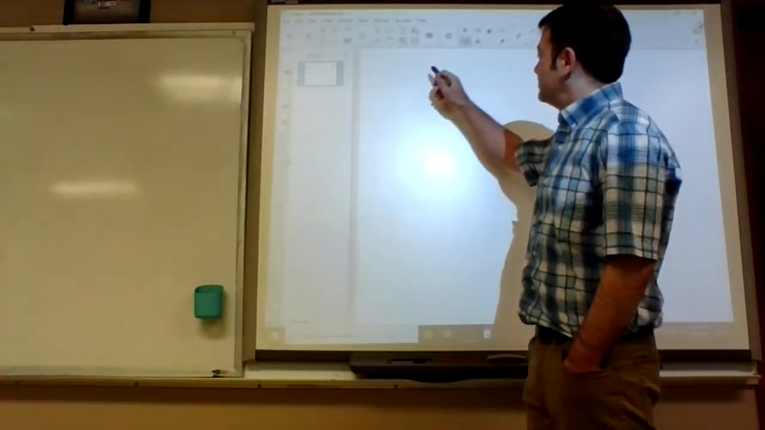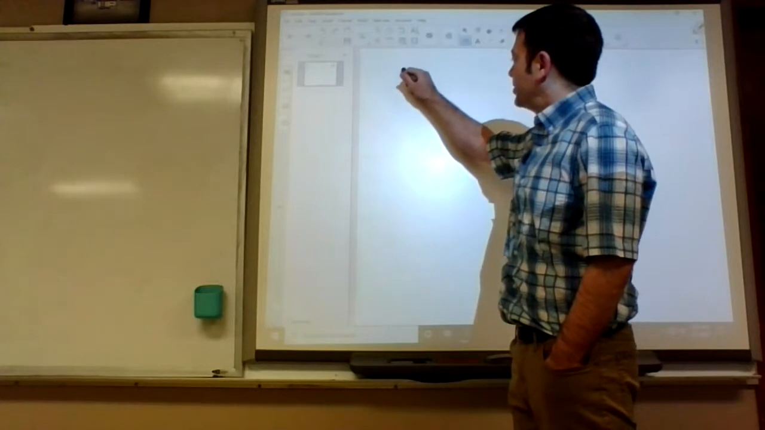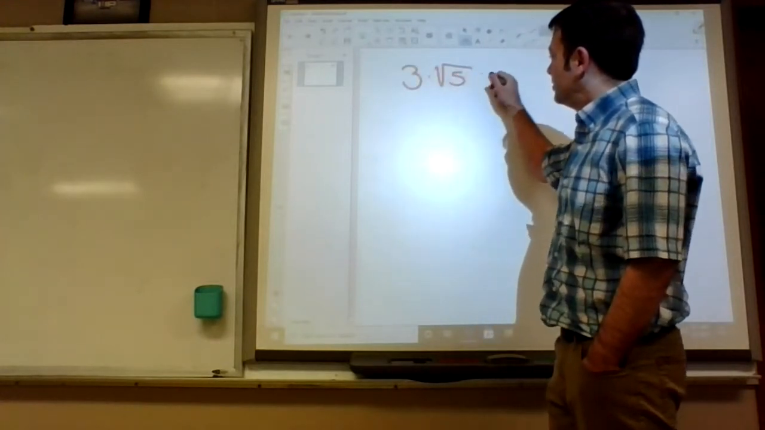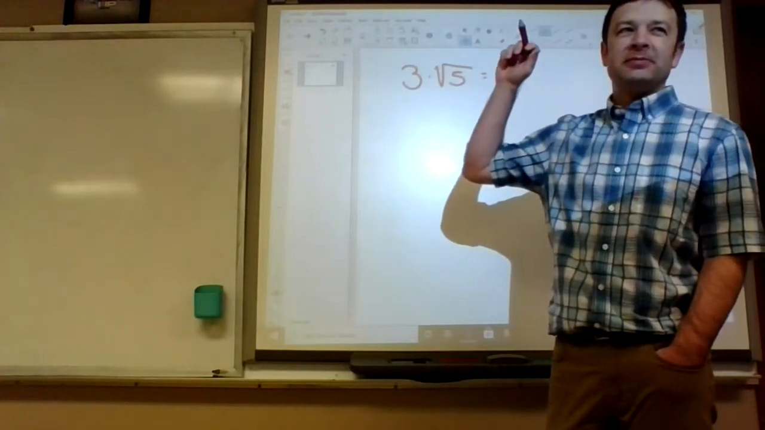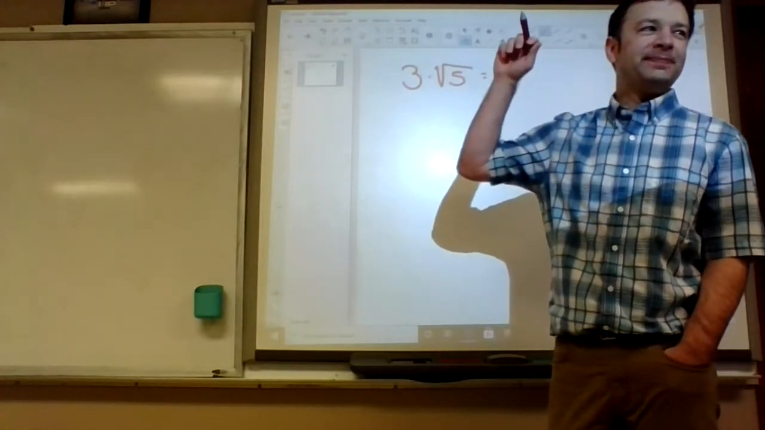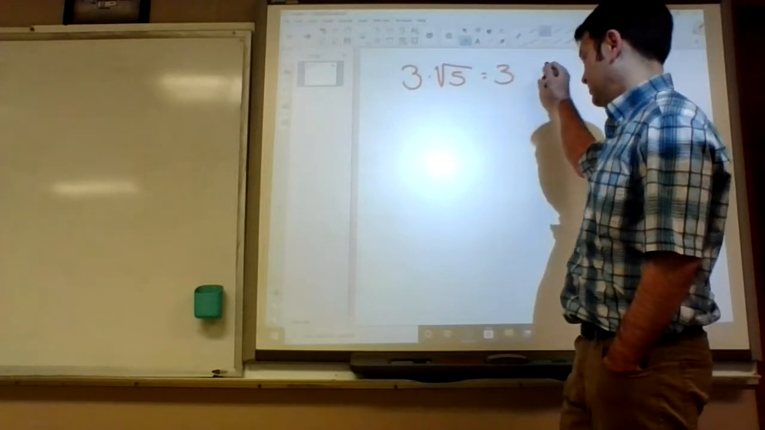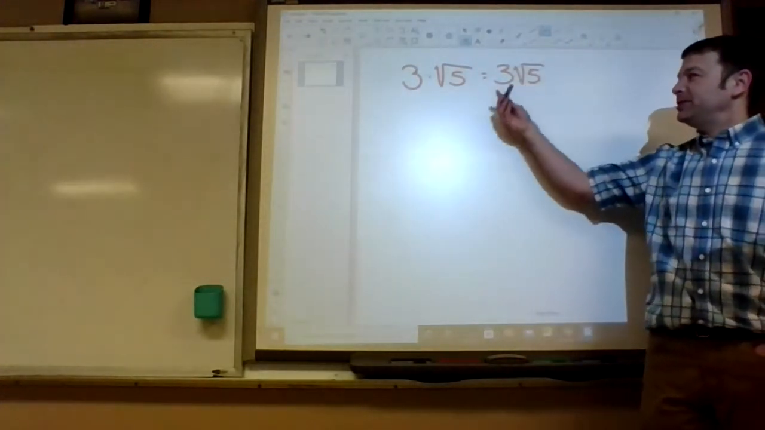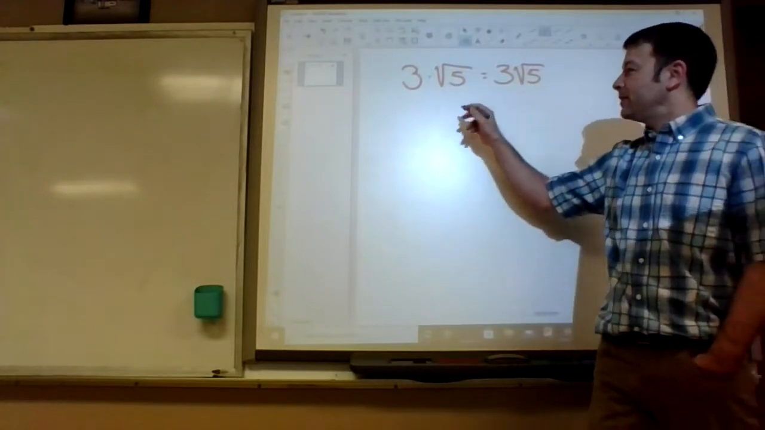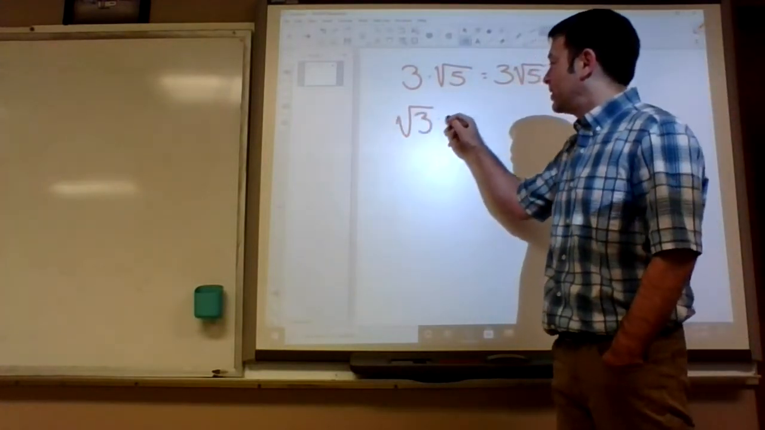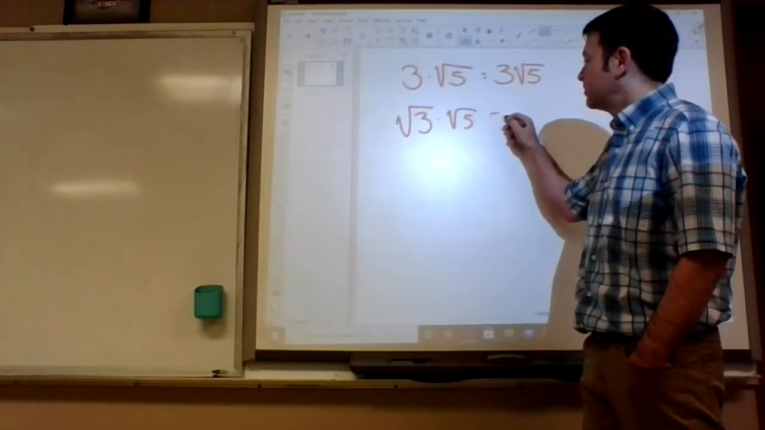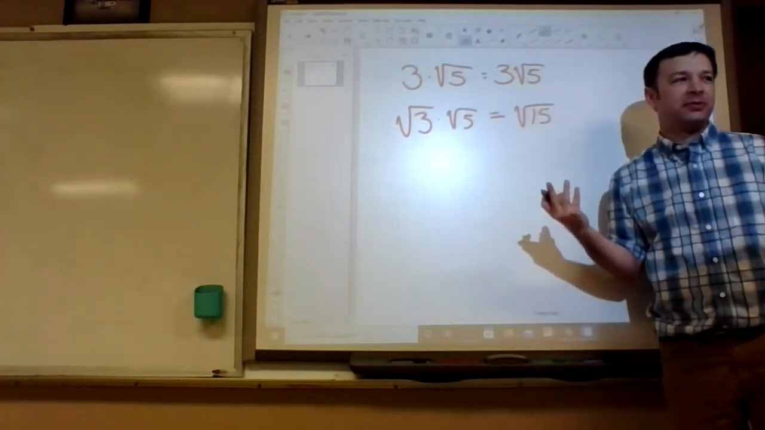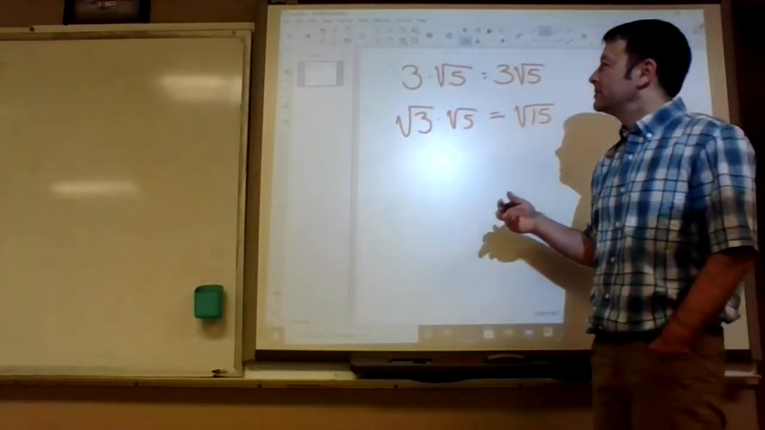Only thing I probably need to open up with is if I do 3 times square root of 5, can I do anything with that? No. 3 square root of 5 means exactly the same thing, right? Yeah, so you don't really do anything. But if I have square root of 3 times square root of 5, that is square root of 15. That's the one rule that you kind of need to remember.